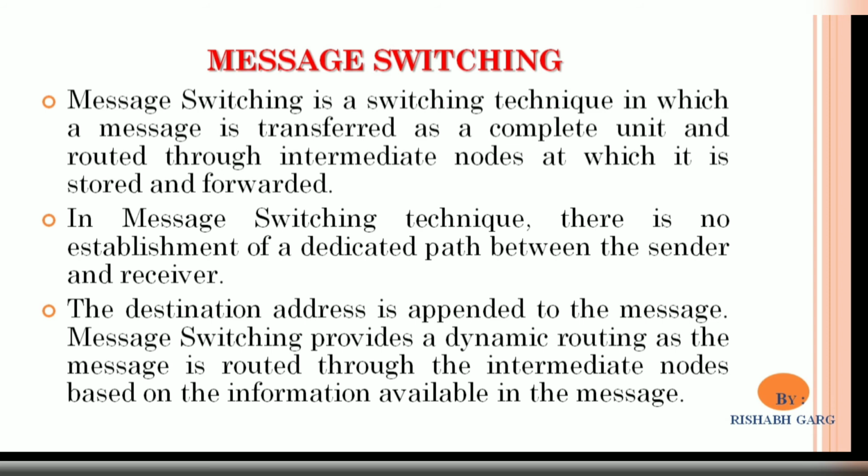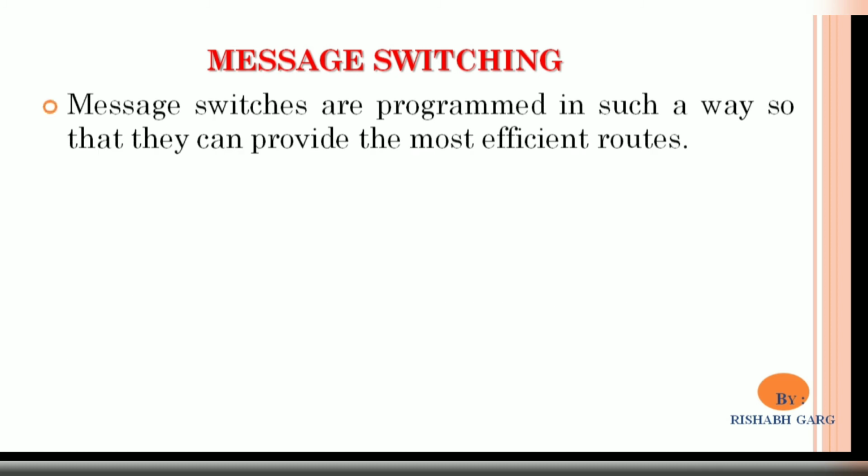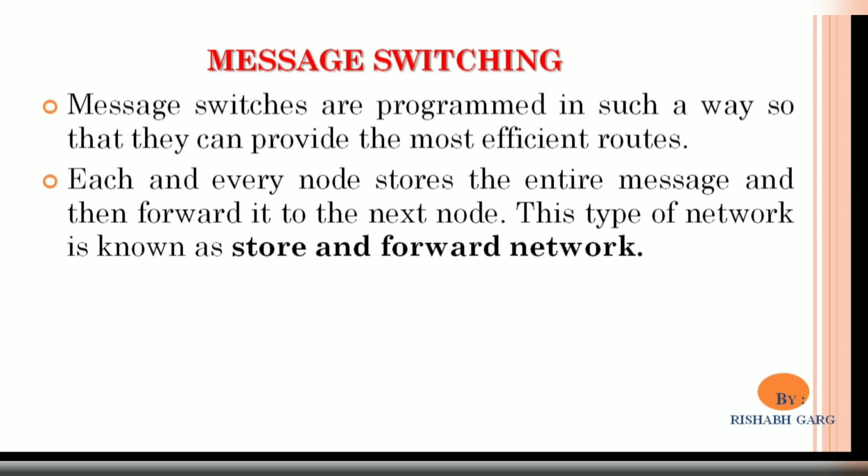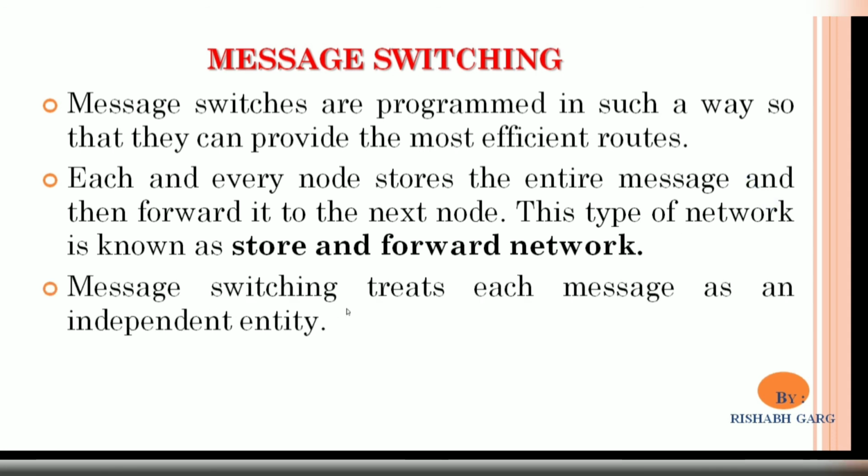Message switching provides a dynamic routing as the message is routed through the intermediate nodes based on the information available in the message. Message switches are programmed in such a way so that they can provide the most efficient routes. Each and every node stores the entire message and then forward it to the next node. This type of network is known as store and forward network. Message switching treats each message as an independent entity. I hope it's clear to all of you.